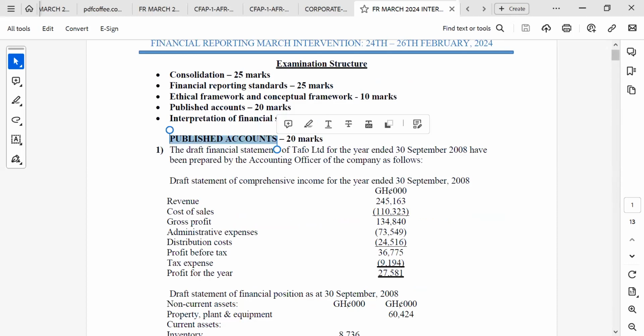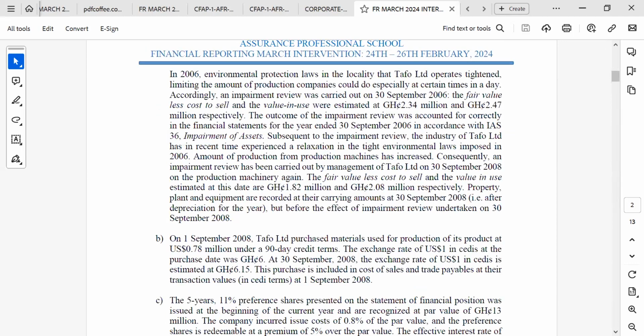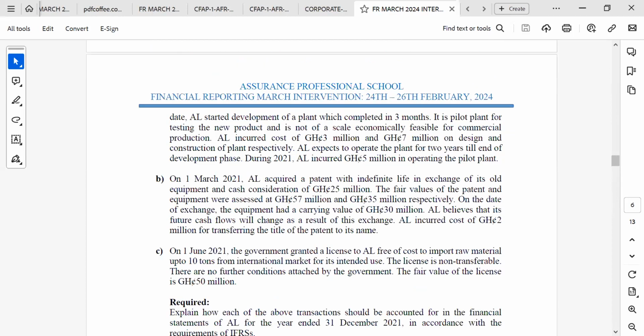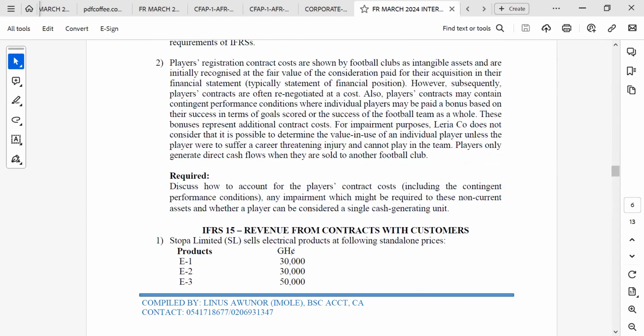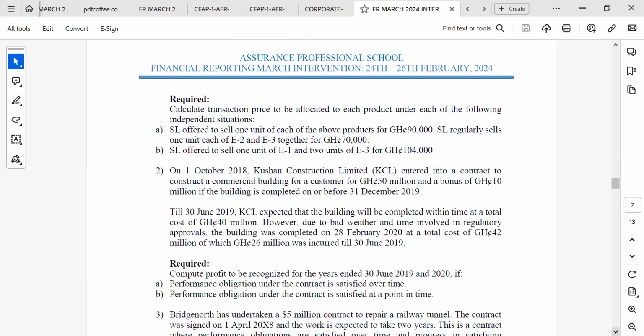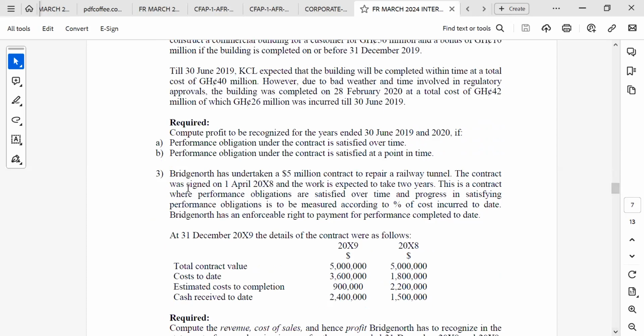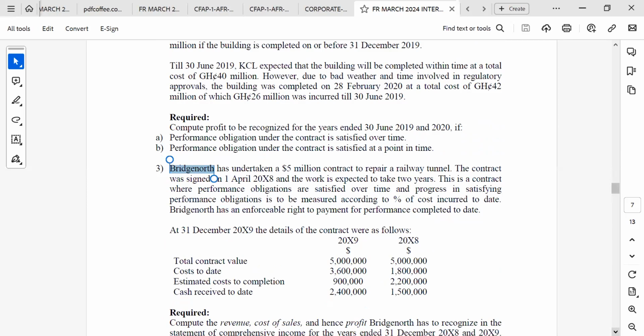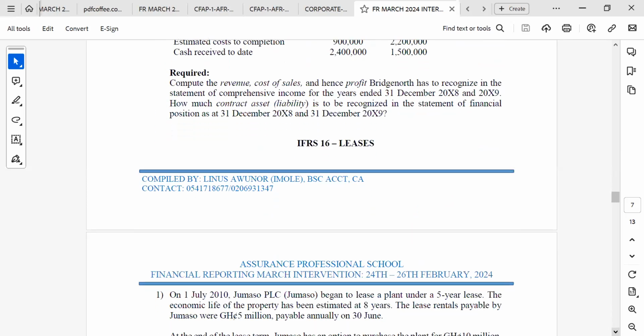Okay, then you should scroll down. Scroll down. If you scroll down, can you see IFRS 15 revenue from contract with customers? Yes, I can see. Yeah, I have that one. Okay. The question 3 under that one. Can you see this name? Yeah, I can see that one. Okay, that is the question that we are currently solving.